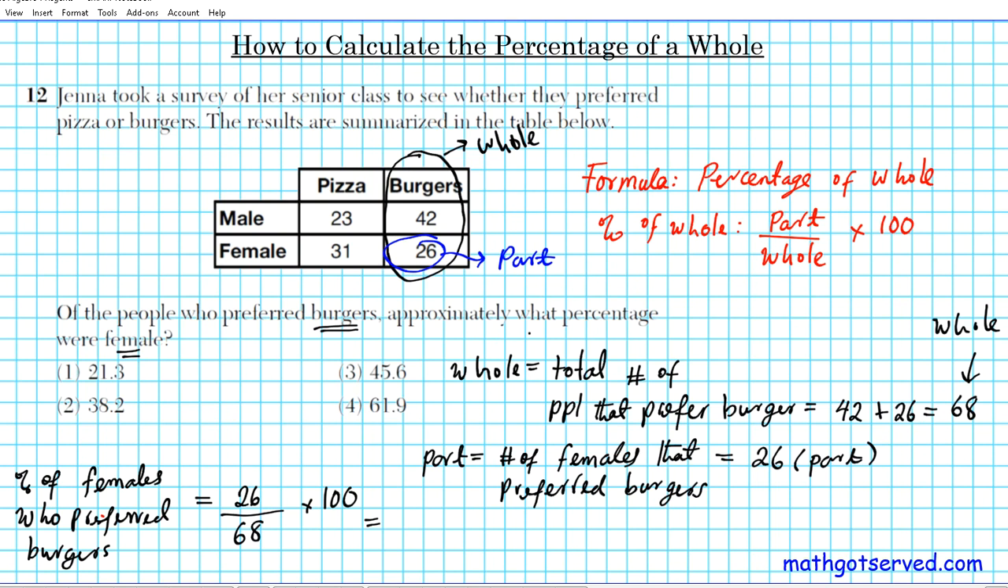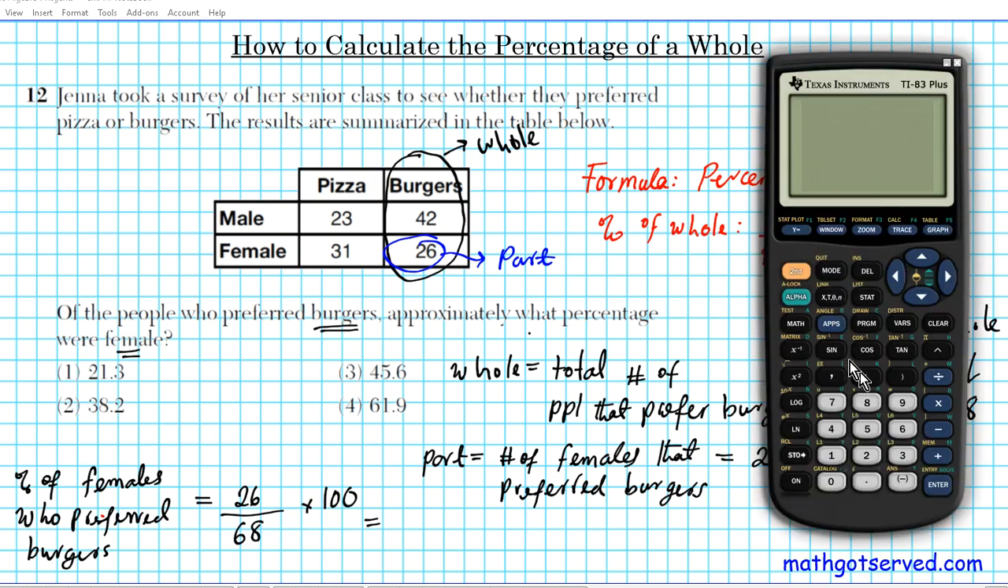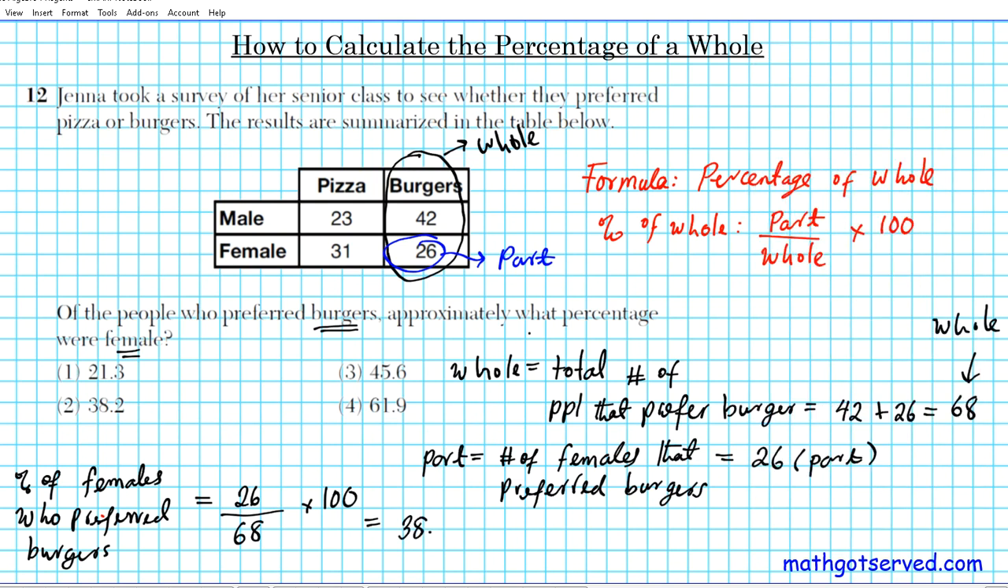Okay, so let's go ahead and fire up our calculators. Alright, we're going to compute this. So it's going to be 26 divided by 68 multiplied by 100. So it's 38.2352, so we're rounding it to one decimal place, so it's approximately 38.2%. This 38.2% represents the percentage of females who preferred burgers. Okay, the answer to question 12 is option number 2, and this is how you calculate the percentage of a whole given a tabular representation.